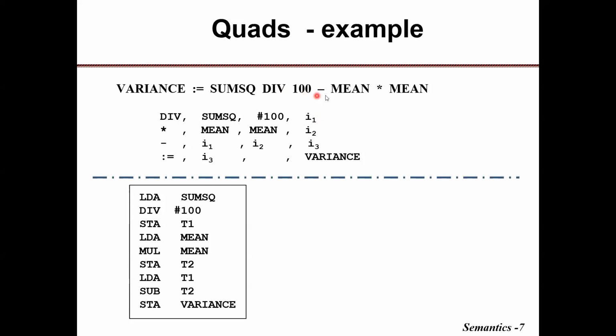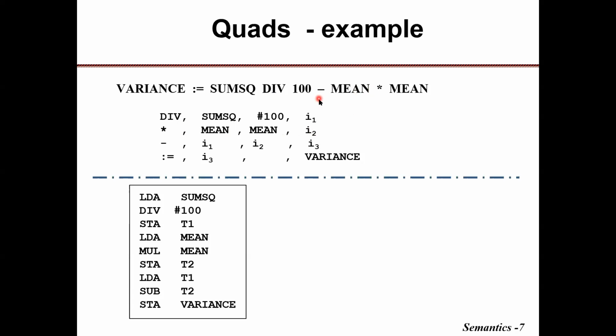Then the next thing off the tree would be this multiply operation, and the two operands are mean and mean. So we'll do the multiply function, operand 1 the first mean, operand 2 the second mean. Again, this is a substring of this entire statement, so we need to put that into a temporary location. So we'll get another temporary variable, I2, and we'll put the result of this multiply function into I2.